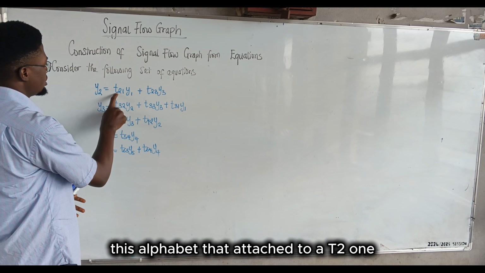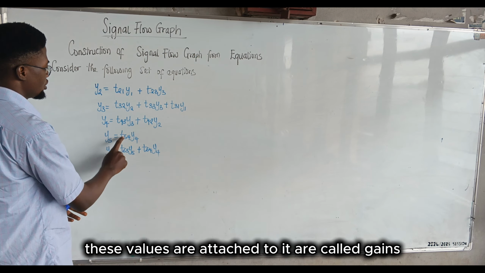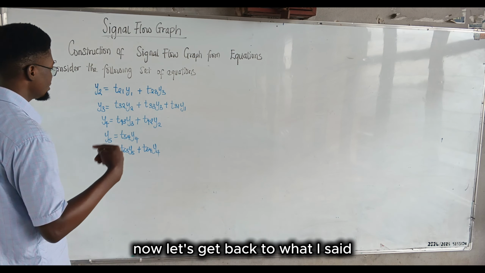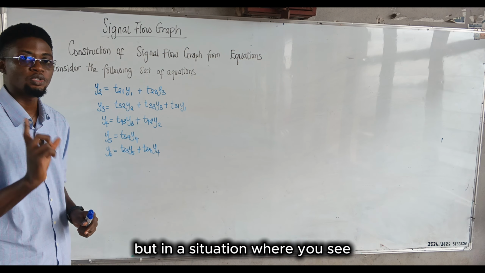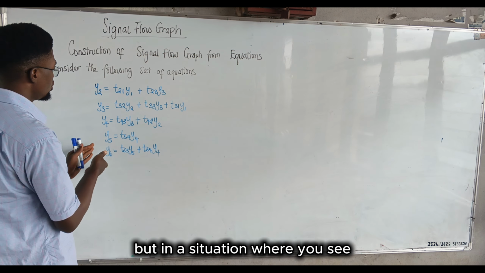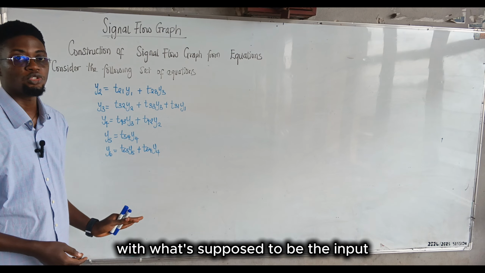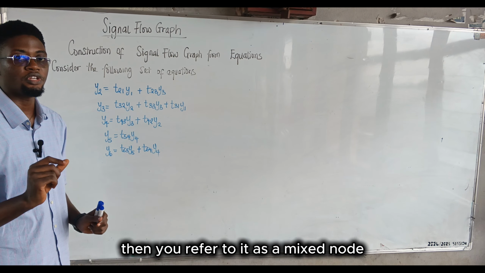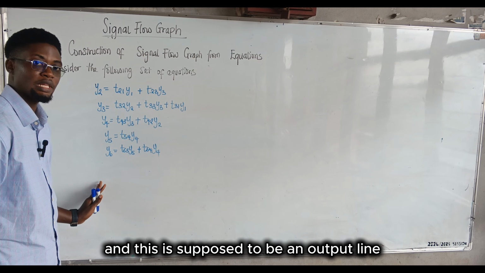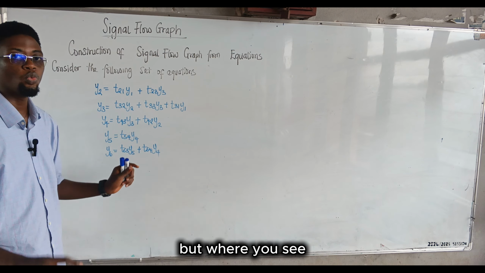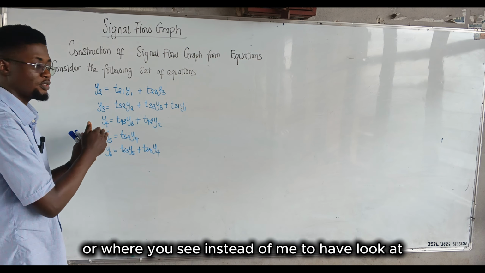Now, these alphabets that are attached to it, like T21, these values that are attached to it are called the gains. Now let's get back to what I said. I said they are supposed to be the output, and those are supposed to be the input. But in a situation where you see what's supposed to be the output in the same position as what's supposed to be the input, then you refer to it as a mixed node. This is supposed to be an output line, this is supposed to be an input line.